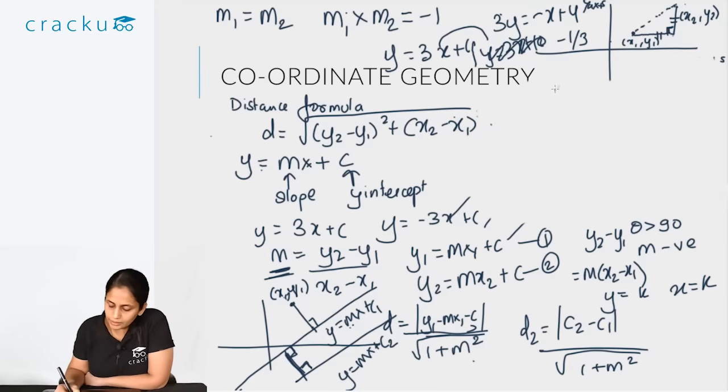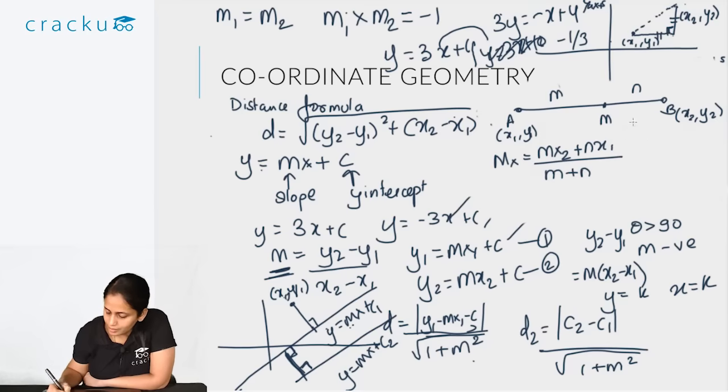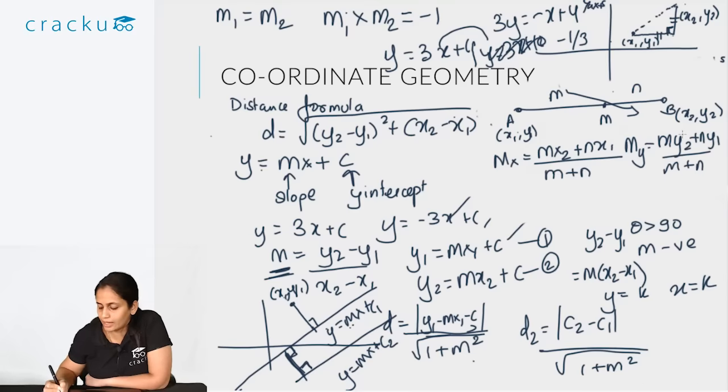Okay, so the concept of internal and external bisector is that suppose there's a line AB and a point M divides the line AB in the ratio m is to n, and these are (x1, y1) and (x2, y2). Then Mx, the x coordinate of M, can be obtained as (m·x2 + n·x1) divided by (m + n). This is essentially a weighted average of the x and y coordinates, except you have to cross the multiplication: m into x2, n into x1. Similarly, My is equal to (m·y2 + n·y1) divided by (m + n). So these are the x and y coordinates of a point that divides a line in the ratio m is to n.